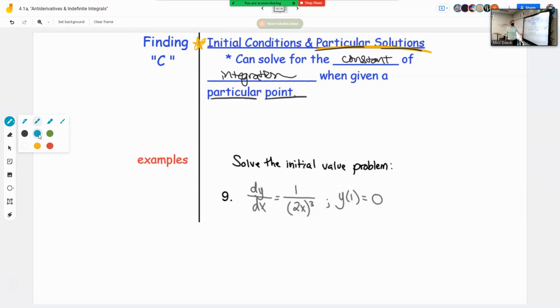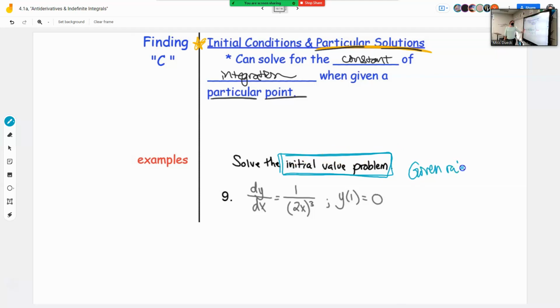If it says solve the initial value problem, what you're being given right here is a rate and an original point. What they want is to find the original. Let me say y equals f of x, that might be easier. That might be a little annoying. You're like, well, if they want f of x, then why didn't they put that as f prime of x?